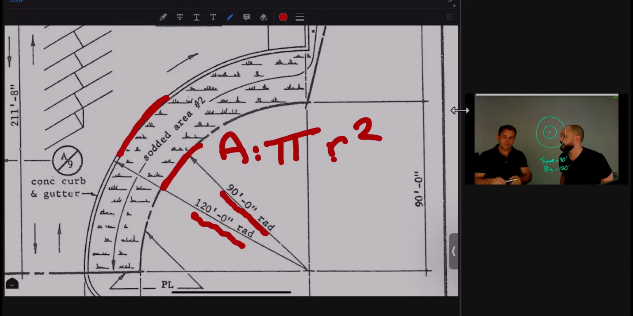Just so y'all know, when you see rad on a drawing, it stands for radius. It does not stand for cool. It is cool, but it does not stand for that. Okay, all right.